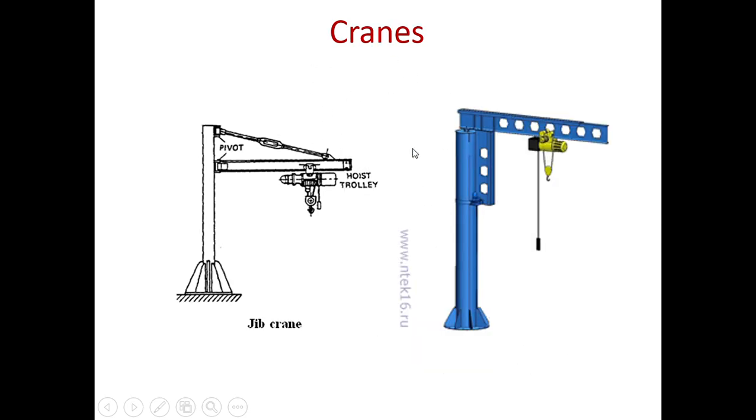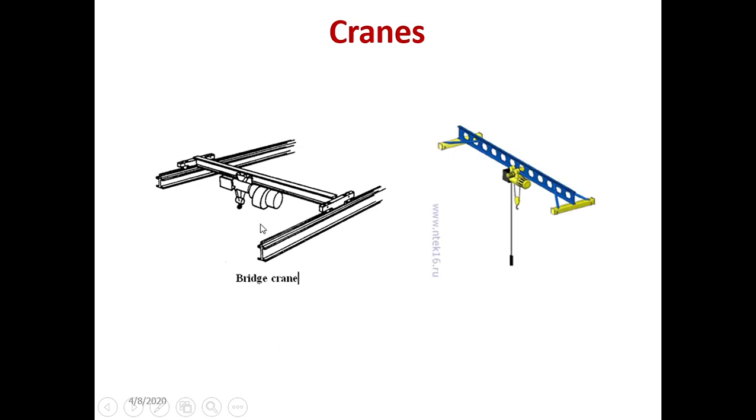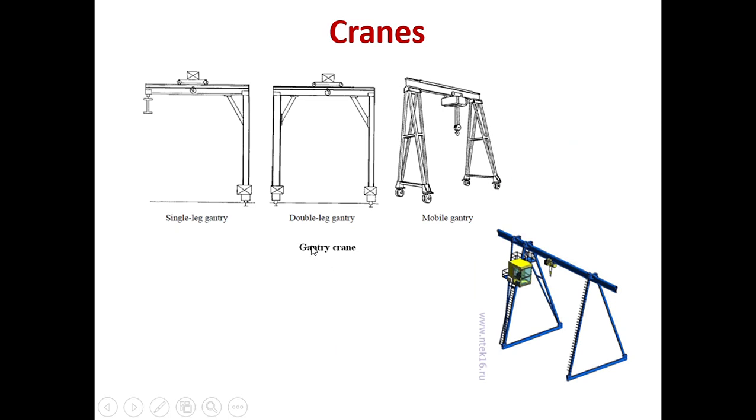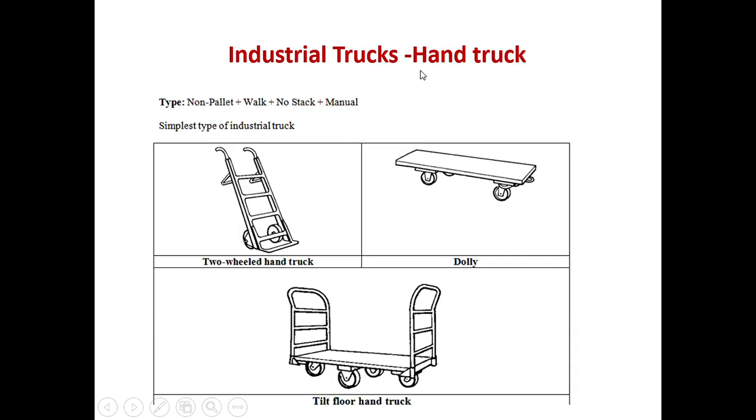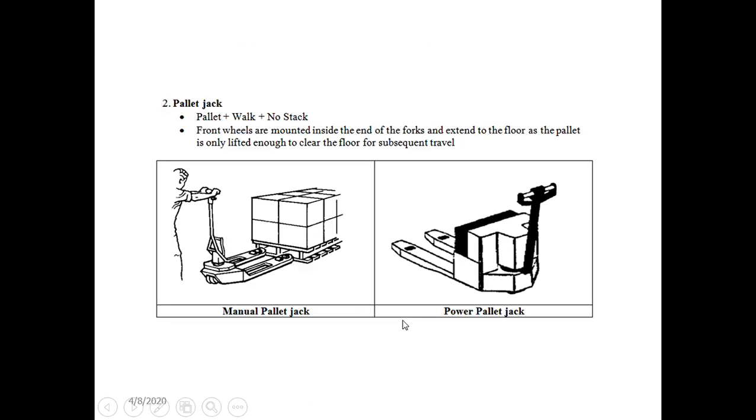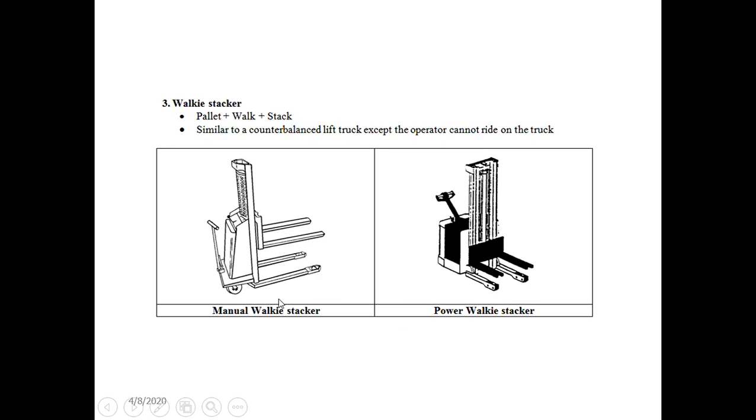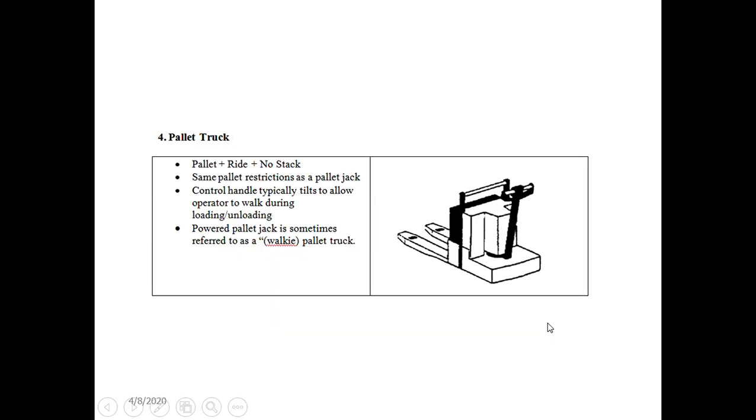In cranes, there are different types of cranes, namely jeep crane, you can see here, bridge crane, gantry crane. In industrial truck, there are different types of truck, namely hand truck. These are the pallet truck. So on this pallet, unit load will be kept. Then walkie stacker, you can see this walkie stacker, manual walkie stacker, power walkie stacker.